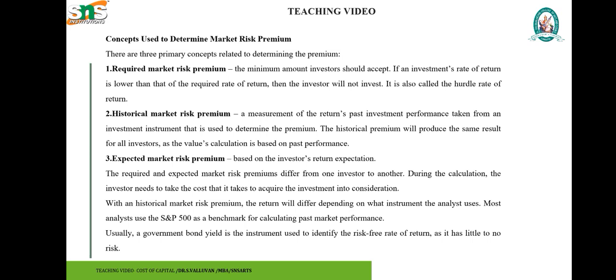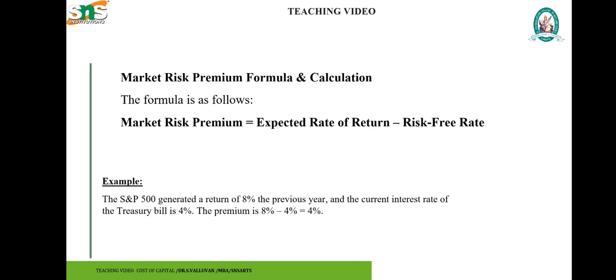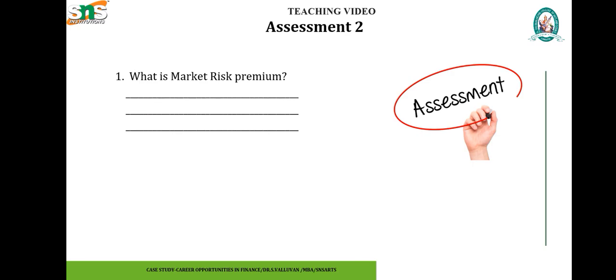Market risk premium formula and calculations. Market risk premium is equal to expected rate of return minus risk-free rate. Example: the S&P 500 generated a return of 8%. This is the market return in the previous year, and the current interest rate of the treasury bill is 4%. Then the risk premium is 8 minus 4, that is 4%. Market risk premium is the answer. Thank you.